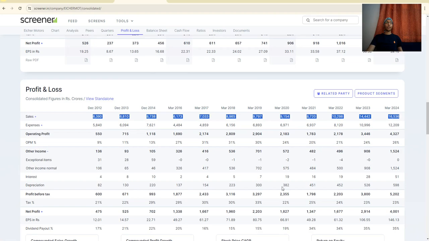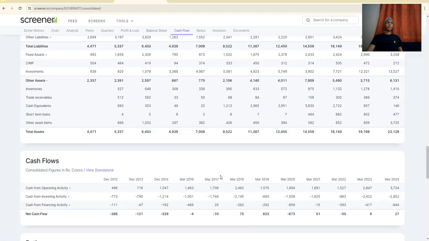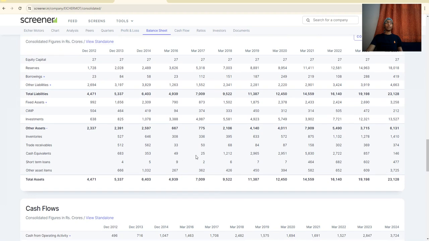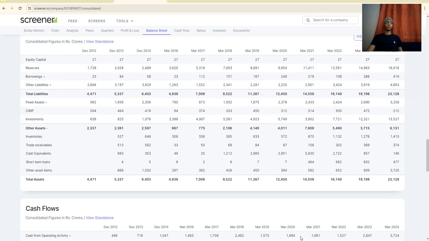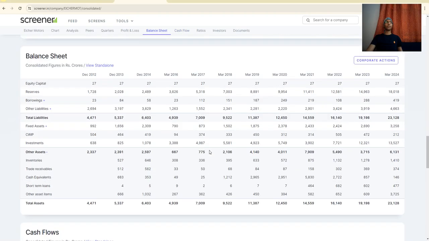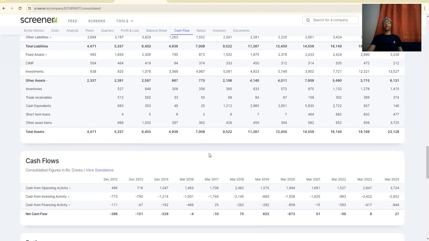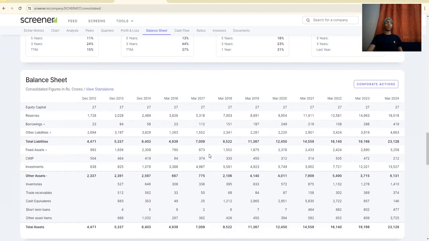Again, I'll cross check if I am making a mistake here. Let me see the numbers once again. Trade receivables, yes, 374 is the last number, 512 is the first number. Yes, they have made real impact in terms of clearing the receivables. So this is one of the cream companies, I would say, in terms of the receivables ratios.